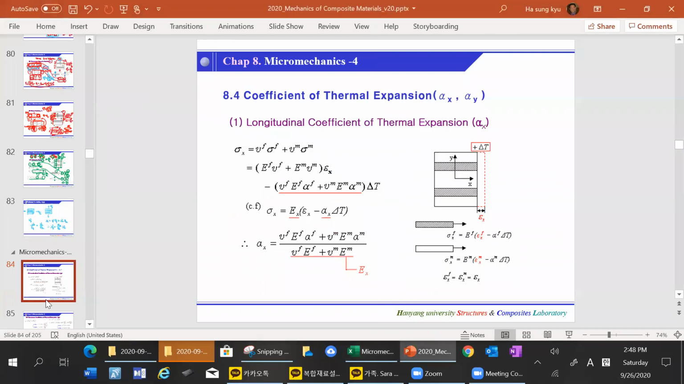Now let's take a look at the CTE. CTE is the coefficient of thermal expansion. Any material will expand somehow by temperature increment. And the definition of a CTE is the ratio of the strain and temperature; that is called the coefficient of thermal expansion.